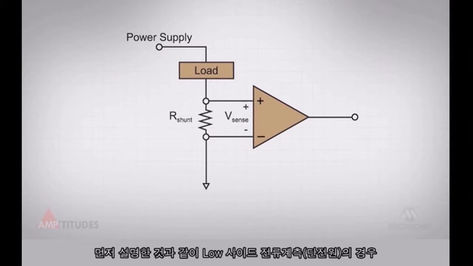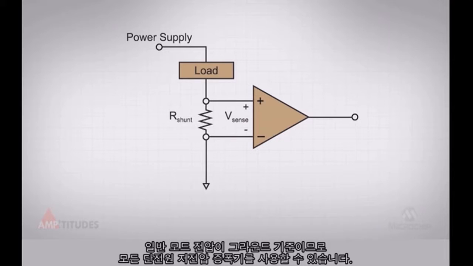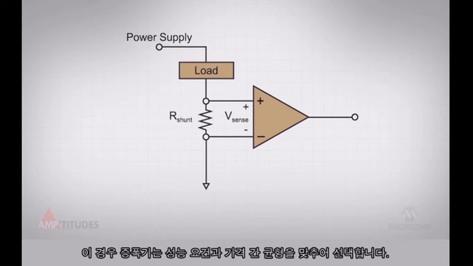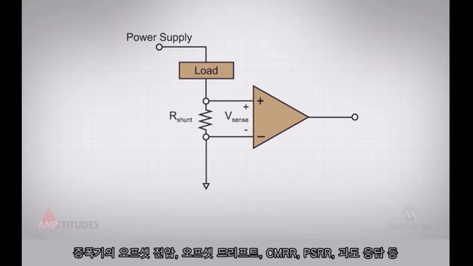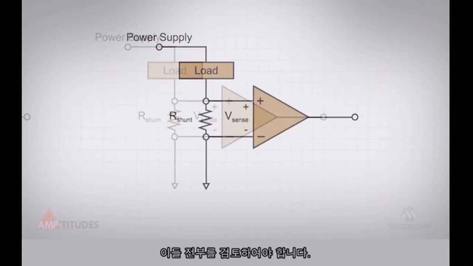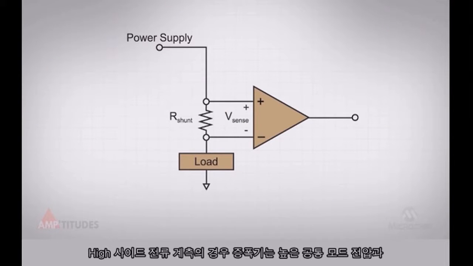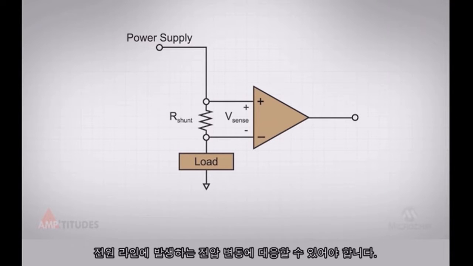As I mentioned earlier, for low-side current monitoring, essentially any single supply, low-voltage amplifier can work, as the common mode voltage is ground referenced. Selecting the best amplifier for this situation depends on price versus required performance, as the amplifier's offset voltage, offset drift, common mode and power supply rejection, and transient response may all be critical considerations. For high-side current sensing, the amplifier must be able to support the higher common mode range, as well as handle any voltage transients that may occur on the power line.